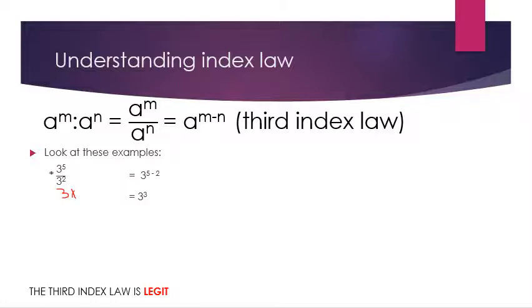3 to the power of 5 means you multiply 3 five times, over 3 to the power of 2, which means you multiply 3 two times. Remember we can scratch these out. 3 divided by 3 is 1, and 3 with another 3 is also 1. And since any multiplication with 1 changes nothing, now we have 3 multiplied by 3 multiplied by 3, or 3 to the power of 3.